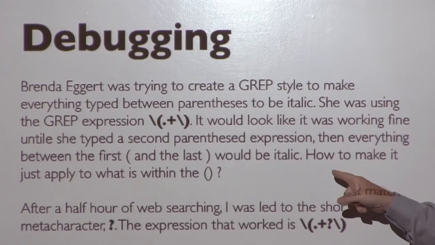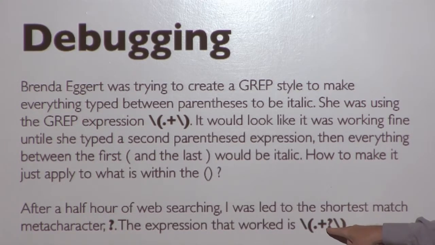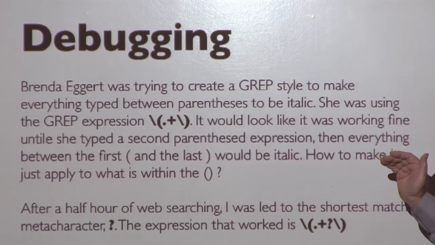And you sent that to me, and I started searching the web, and about a half hour later I ran across one of Carrie Jensen's things where she showed what you need to do was tell it to find this question mark, shortest match. So it looks for the closest parentheses, makes that italic, then looks for the next one, rather than everything in between the first and the last.